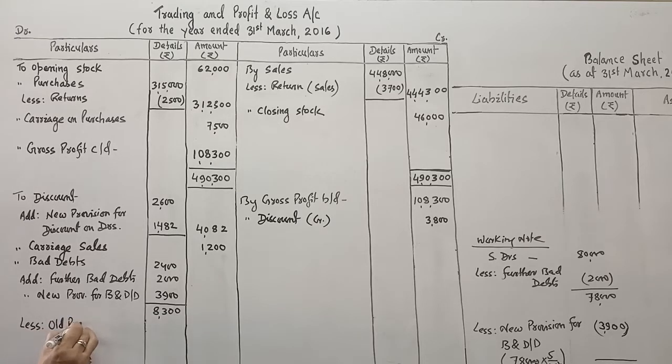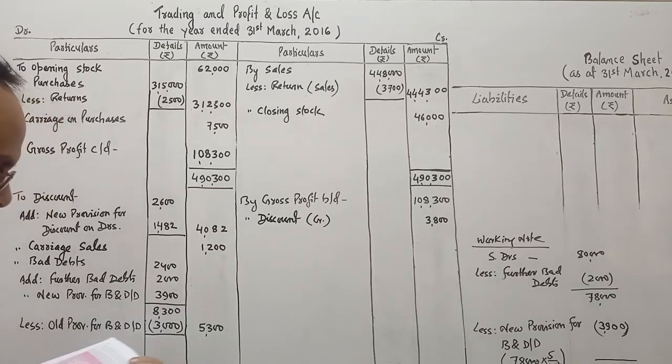Old provision for bad and doubtful debts is given in the trial balance, that is bad debts provision, 3,000. So after deduction it is 5,300. After bad debts and provision for bad debts, the next item is rent.